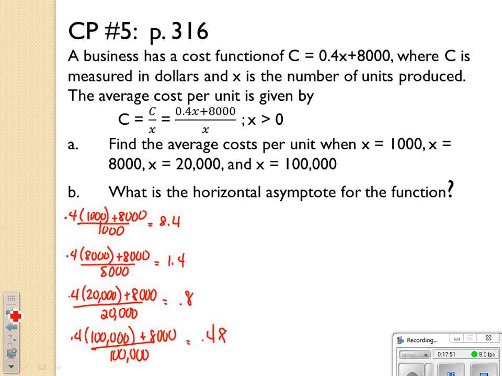Now letter B said, what is the horizontal asymptote for the function? So again, when we're determining that horizontal, we want to look at the degrees of our numerator and denominator functions. The numerator has a degree of 1, so does the denominator, so they're a match. Remember that when your degrees match, your horizontal asymptote is going to be a ratio of your numerator to your denominator. So my asymptote ends up being y is equal to 0.4. We'll never quite reach that y value.